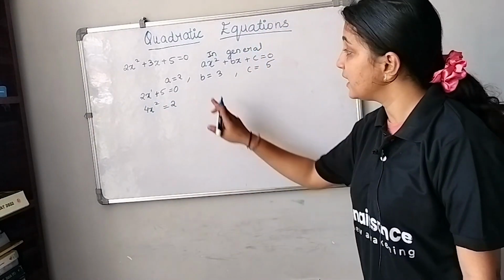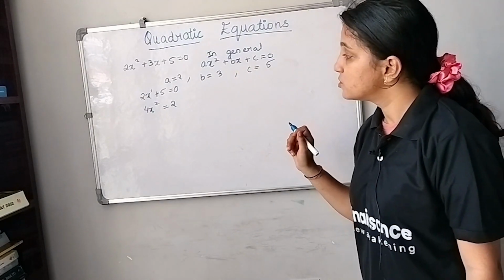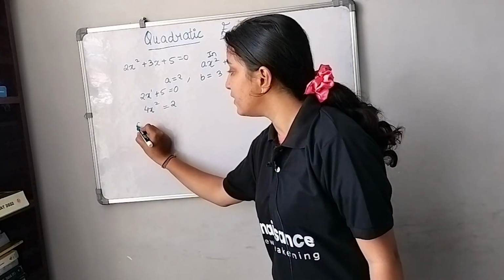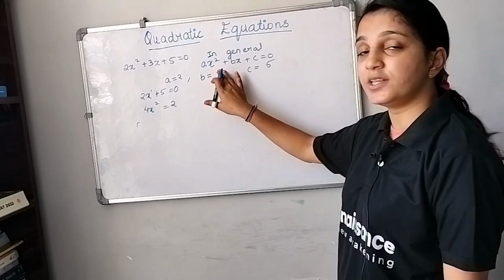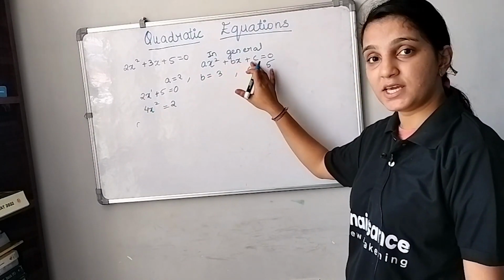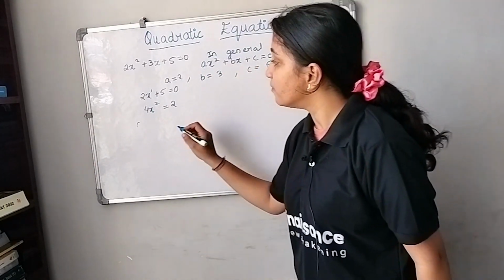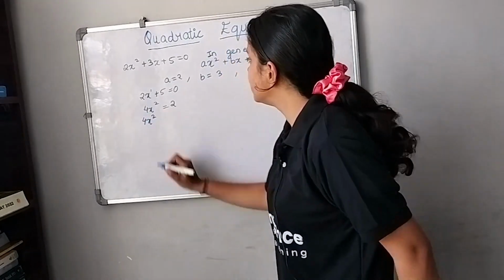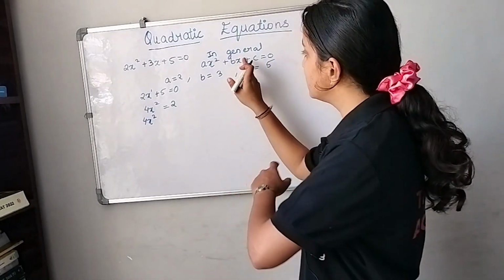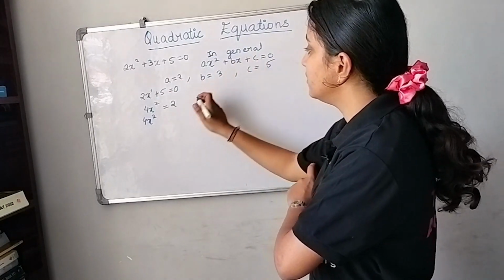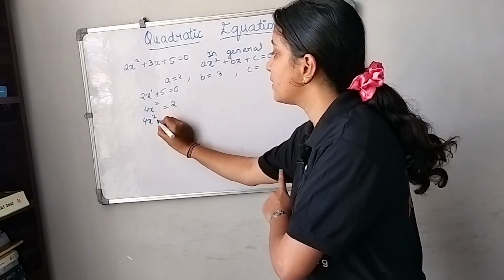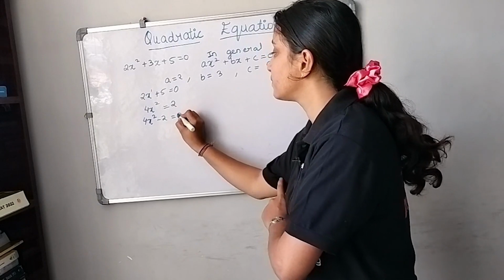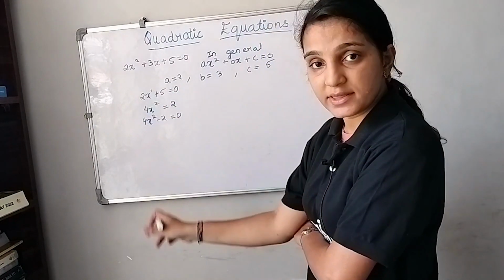Now we have to write the a, b and c values. So first I'll write it in general form, that is ax square plus bx plus c equal to 0. Now, 4x square will be as it is. Now I have to bring this term to this side. So this term is minus 2 equal to 0. I have brought everything to that side.